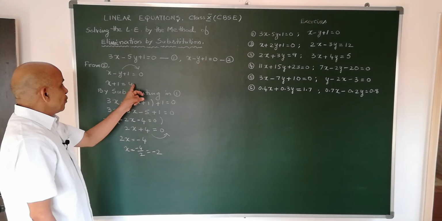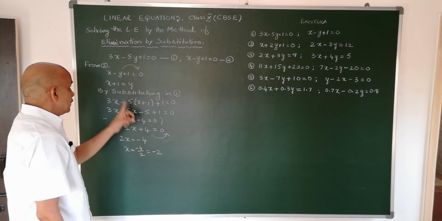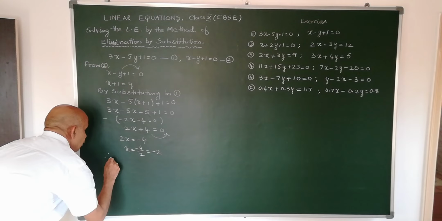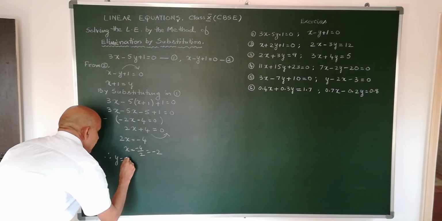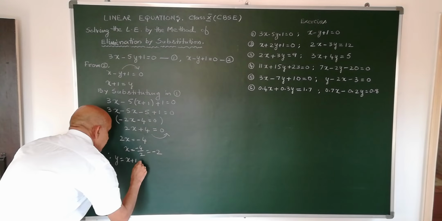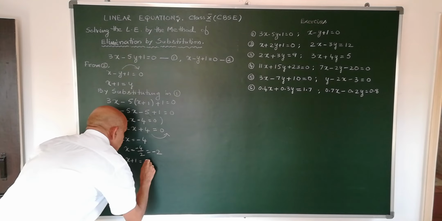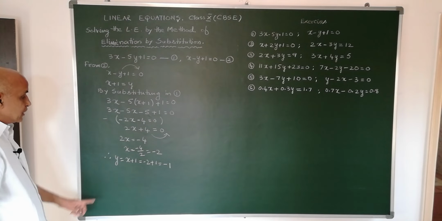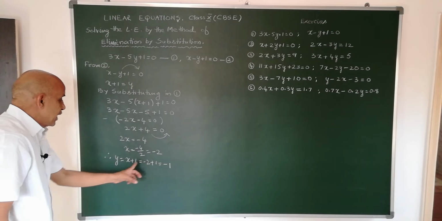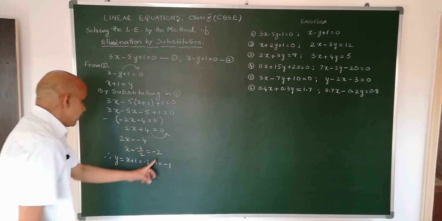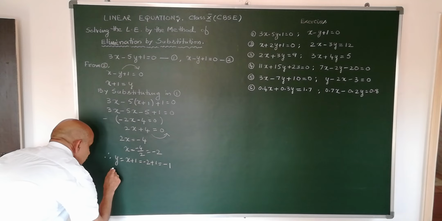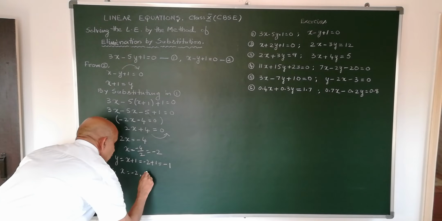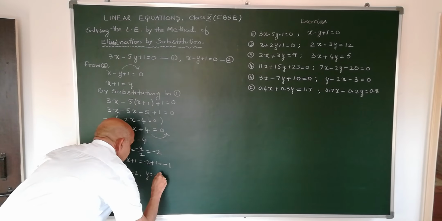But what is y? y is x plus 1. So in that x plus 1, I will substitute this minus 2. Therefore, y is equal to x plus 1. In place of x, I will put minus 2 plus 1, which is equal to minus 1. Hence, I got the value for y as minus 1 and x as minus 2. Therefore, the two values are x is equal to minus 2 and y is equal to minus 1.